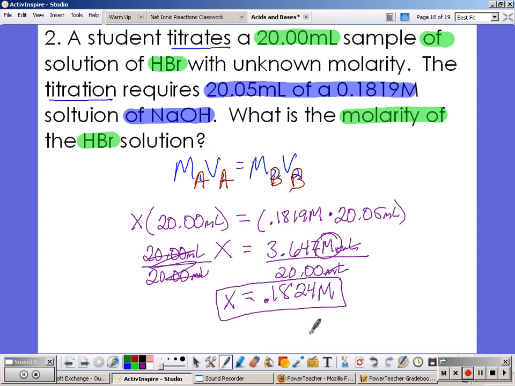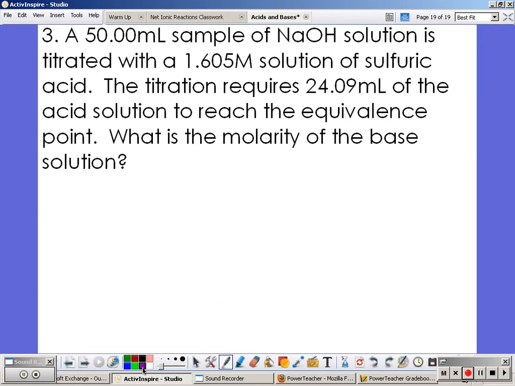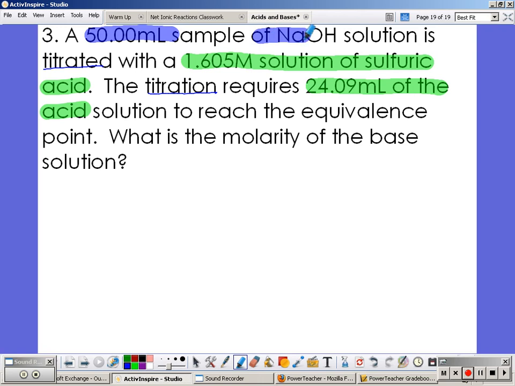One more time. I know that I have a titration problem because it says titrated or titration or titrates, some form of that word. So I know I need information on acids and bases. So if I read the question, 1.605 molar sulfuric acid, 24.09 milliliters of the acid, 50 milliliters of NaOH. What is the molarity of the base?